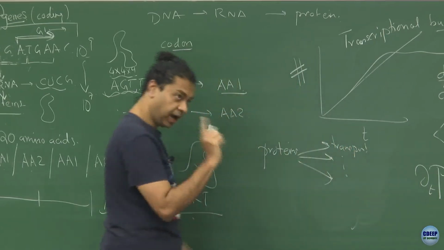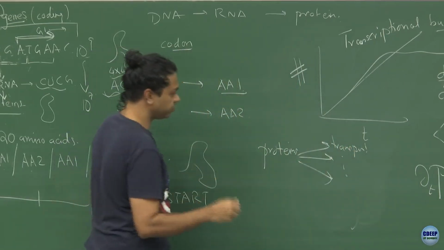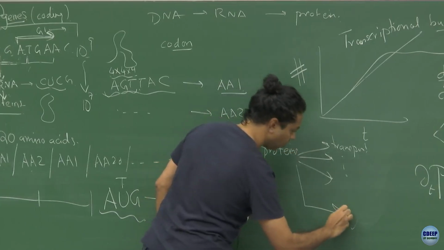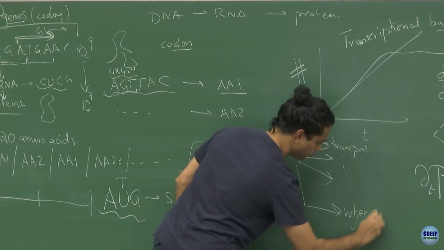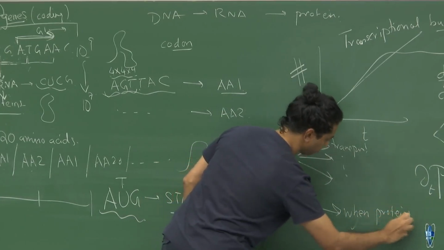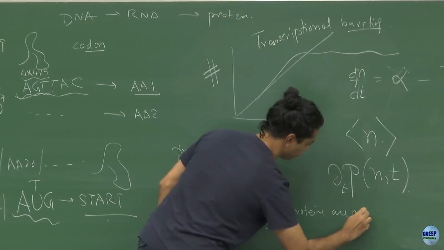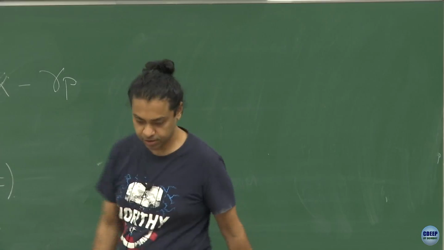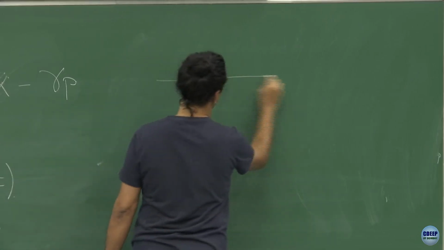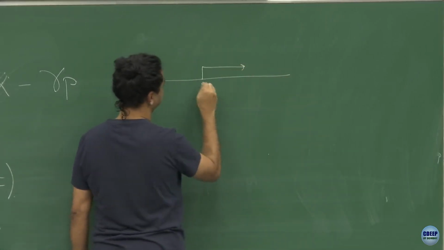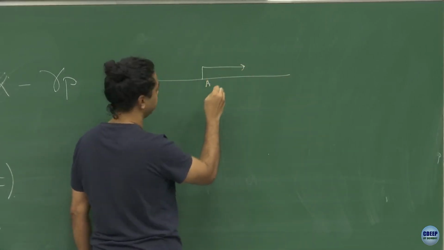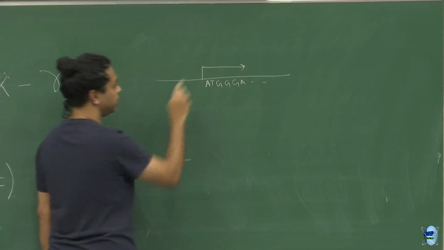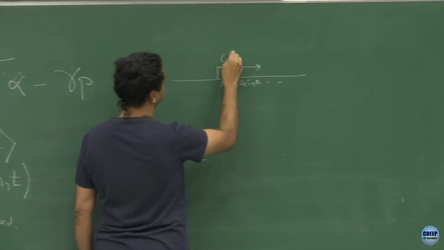I am glad that you asked this question, because what proteins also do is regulate when proteins are produced. So let us say here is my genetic sequence, and here is where some gene has started. What was it? ATG, right? GGA something. So here is where my gene 1 has started.